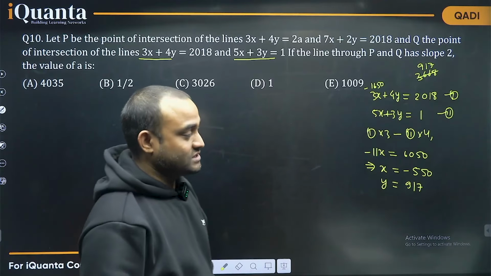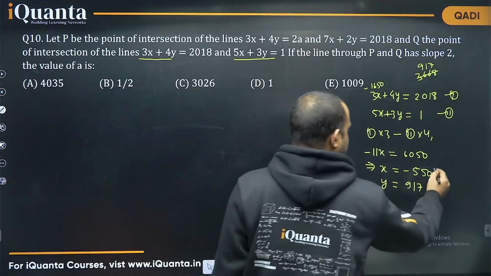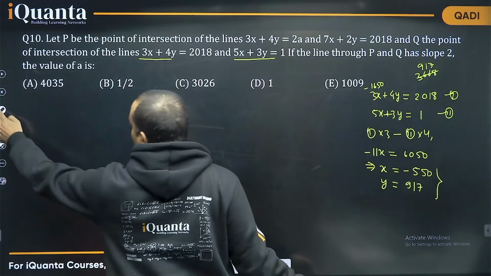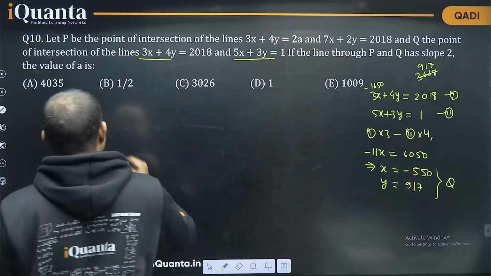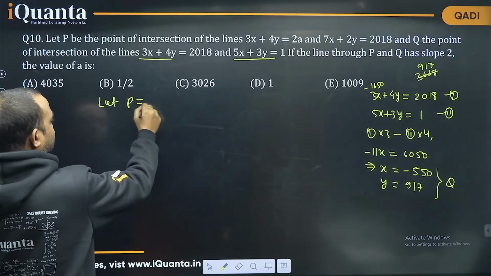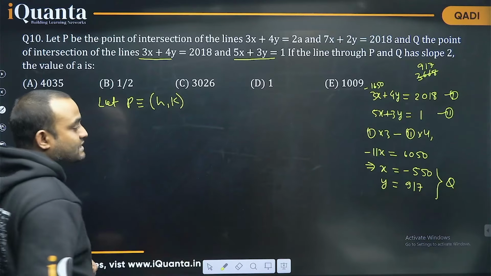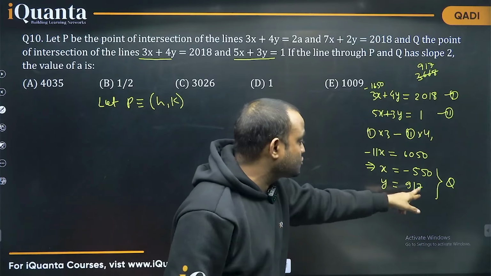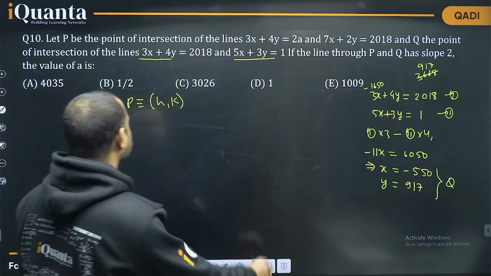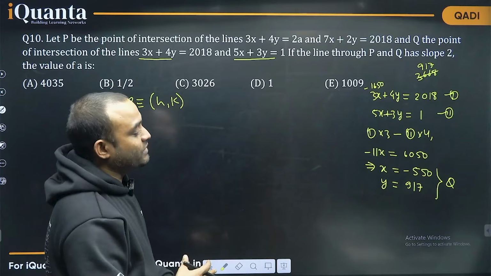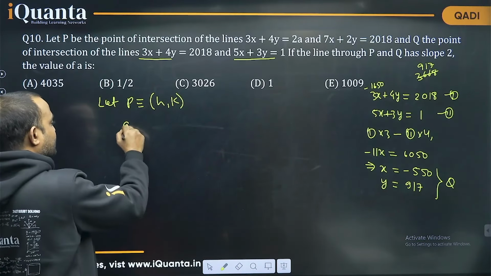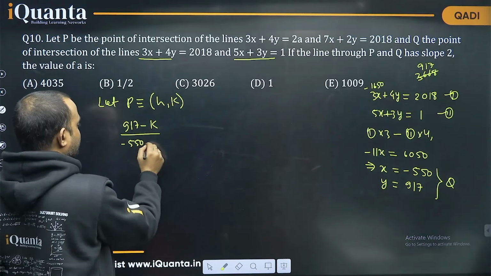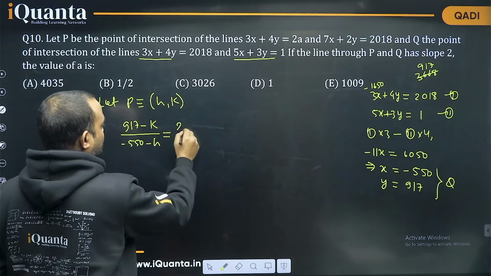So we got one of the points. Now let's say this is P, right? This is our point. No, this is not P. This is Q actually. Now if we take the coordinates of P, let P be H and K, right? This H and K will be helpful here, correct? And this H and K will give us a slope of 2 when using this. So how do you find the slope? y2 minus y1 upon x2 minus x1 is equal to 2. So 917 minus K upon minus 550 minus H is equal to 2, correct?